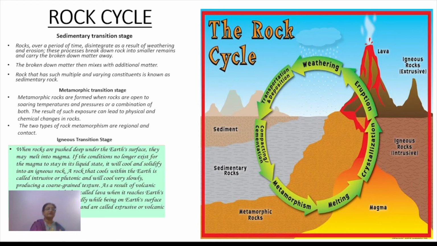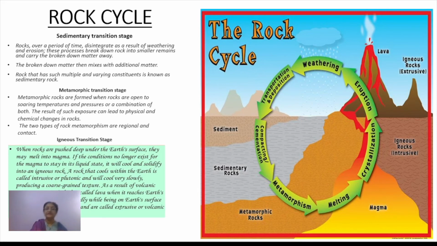How are the metamorphic rocks formed? These are formed when rocks are exposed to soaring temperatures and pressures, or a combination of both. The result of such exposure can lead to physical and chemical changes in the rocks, and the two types of rocks formed out of it are the regional and contact metamorphic rocks.